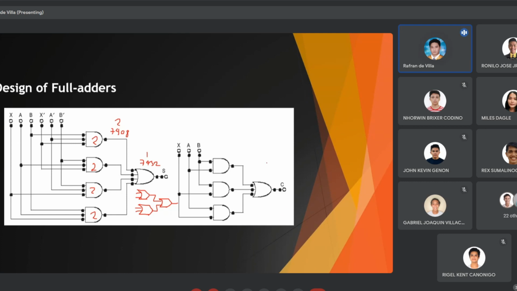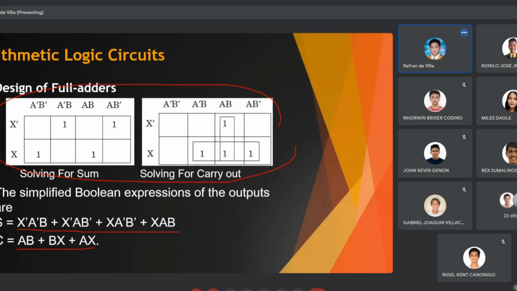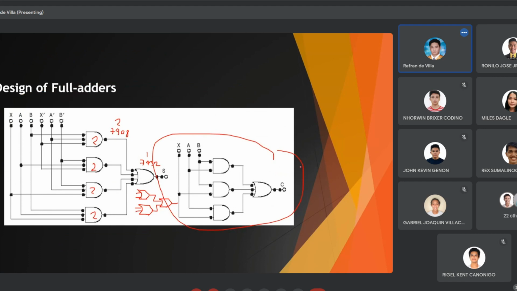As with this one, this is our minimum SOP based on K-mapping. Since there are only two ones in the group, we are able to create three product terms for our expression. So this is the result, guys.